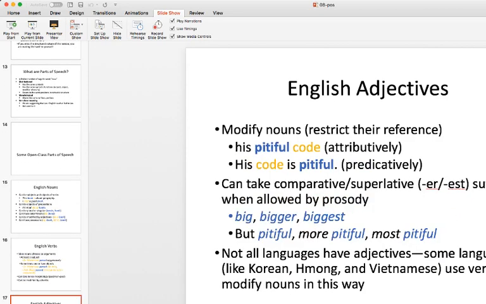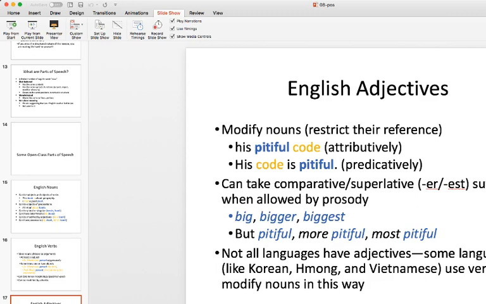Then we have adjectives. Adjectives modify nouns. That is, they restrict what those nouns can refer to. And you can use them in two different ways, all adjectives. They can be used attributively, so you can say his pitiful code, or you can use them predicatively, with the verb to be. So you can say things like his code is pitiful.